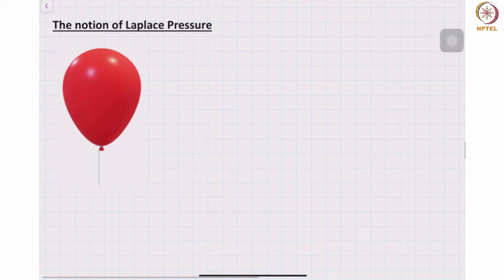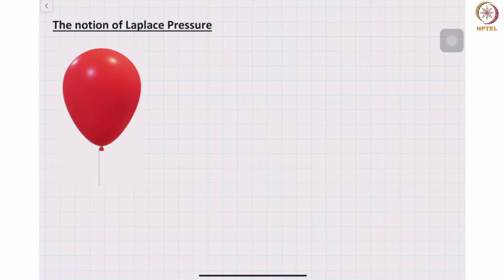To understand the notion of Laplace pressure, let's start with an example of a balloon. What I'm showing you is a nice, beautiful red balloon. As you can clearly see, the balloon is tied at the bottom, and the reason you need to tie it is to ensure that the air inside the balloon is not escaping. Why would the air inside the balloon escape? Because if you look at the forces this balloon is experiencing, it's experiencing a pressure from the outside, which is the atmospheric pressure. It's also experiencing a higher pressure inside.